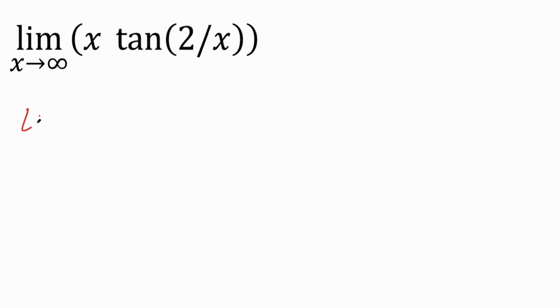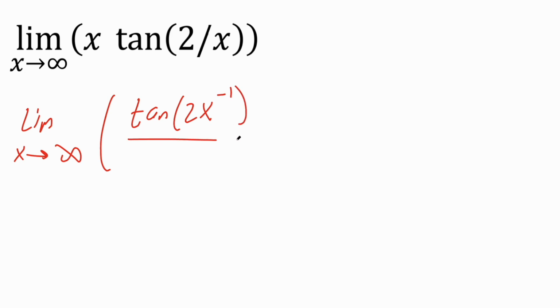Instead, we could say we have the limit as x approaches infinity of tan, instead of saying 2 divided by x, it doesn't really matter, I could say (2x^-1), divided by, instead of saying times x, you could divide by 1 divided by x. And I'll show you why I'm doing this.